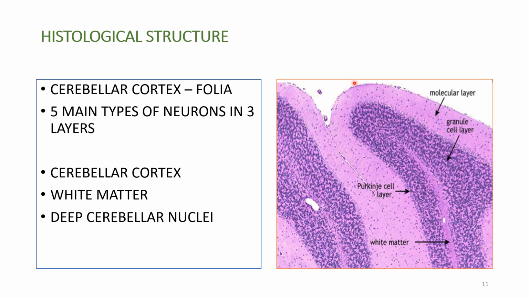You can see, first, the cerebellar cortex. What are those 3 layers? The molecular layer, the Purkinje layer and the granular layer. After this cerebellar cortex, we have white matter, and in the white matter there will be the deep cerebellar nucleus.